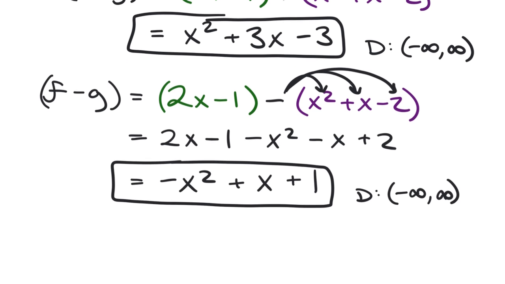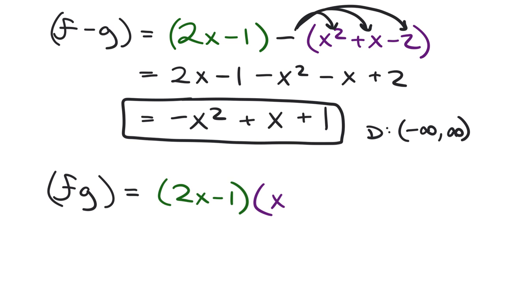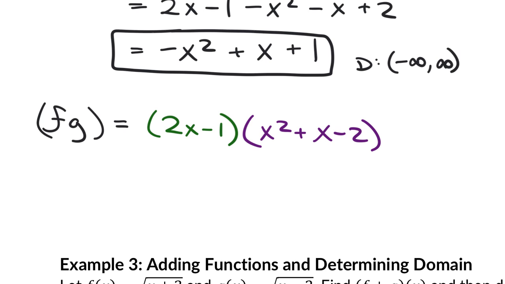If we do the product, so we're finding the product now, this is going to be f times g. Again, we're going to use parentheses. We're going to do 2x minus 1 multiplied by x squared plus x minus 2. This is like a FOIL question, but more aggressive, because now we're going to double distribute to three things. So it's a binomial times a trinomial. We're going to distribute carefully. Boom, boom, boom. We distribute.